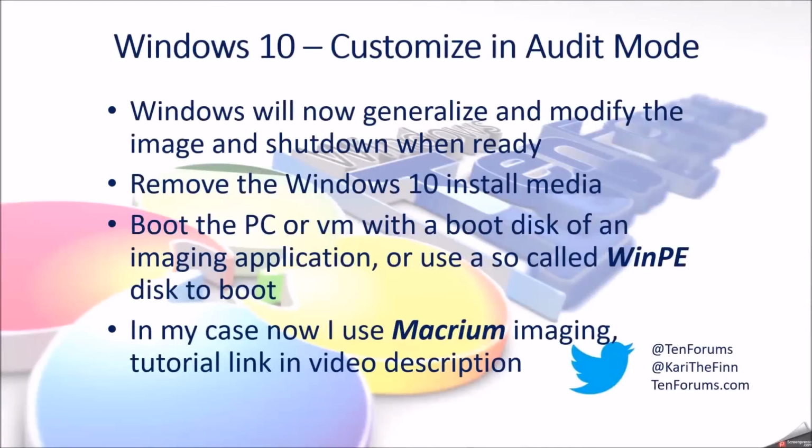Windows will now generalize and modify the image and shut down when ready. Remove the Windows 10 install media. Boot the PC or VM with a boot disk of an imaging application or use a so-called WinPE disk to boot. In my case now I use Macrium imaging, tutorial link in video description.